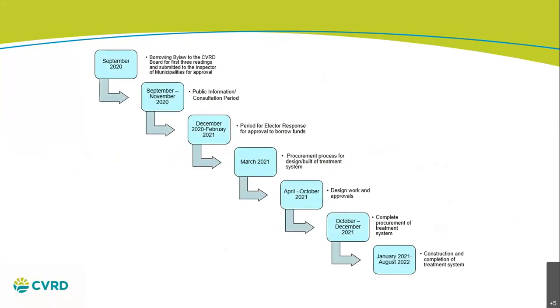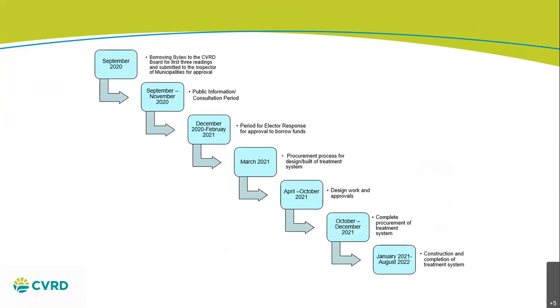Starting back in September 2020, the Borrowing Bylaw went to the board for three readings and has now been submitted to the Inspector of Municipalities. We are doing our public information consultation period now, and this, of course, is part of that. Then we're assuming that the AAP process will be approved by the board, in which case we need a period of time for the electors to respond to the AAP process, the ads in the paper, and that's 60 days under statutory policy.